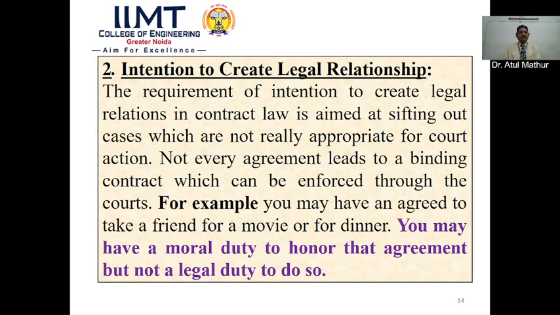The second term is intention to create the legal relationship. The requirement of intention to create legal relations in contract law is aimed at sifting out cases which are not clearly appropriate for court action. Not every agreement leads to a binding contract which can be enforced through the court. For example, you may have agreed to take a friend to a movie or dinner. You may have a moral duty to honor that agreement but not a legal duty to do so. So this type of agreement is not called a contract and is not enforceable by law.